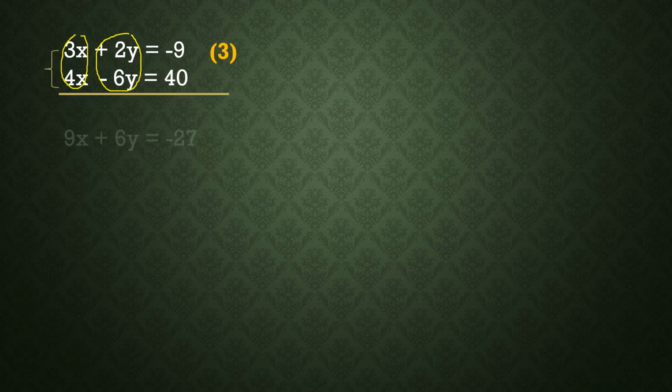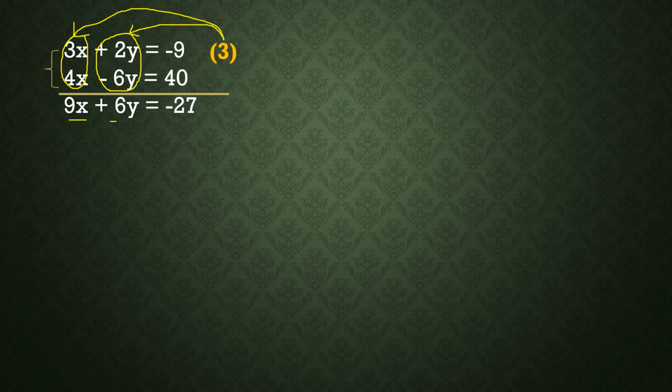So the first equation will become 9x plus 6y equals negative 27. That is from 3 times 3x, that is 9x, 3 times 2y, that's positive 6y, and 3 times negative 9, it's negative 27. Then you copy the second equation, 4x minus 6y equals 40. Now we have here the inverses, positive 6 and negative 6. So we can cancel them.